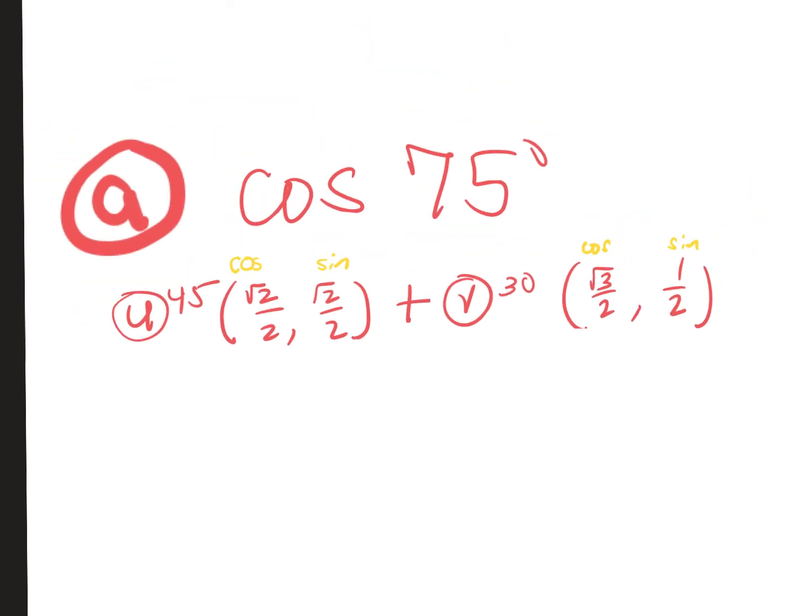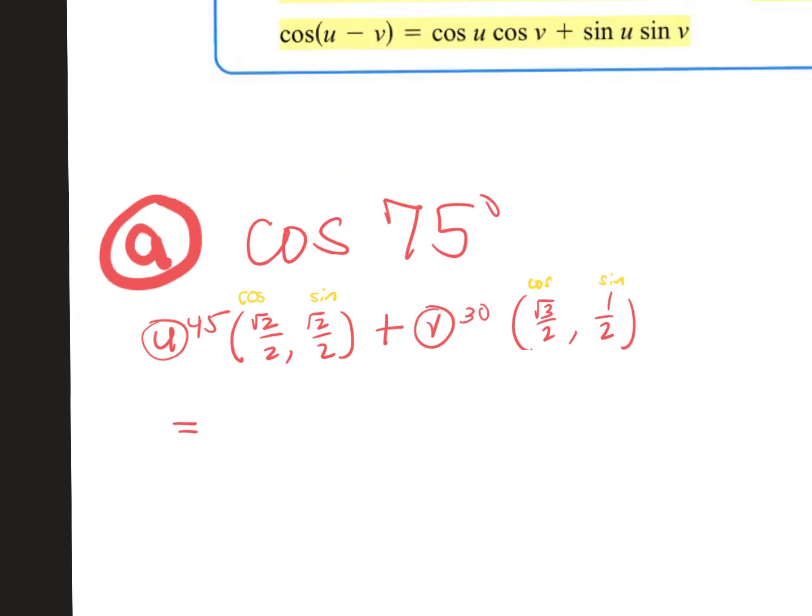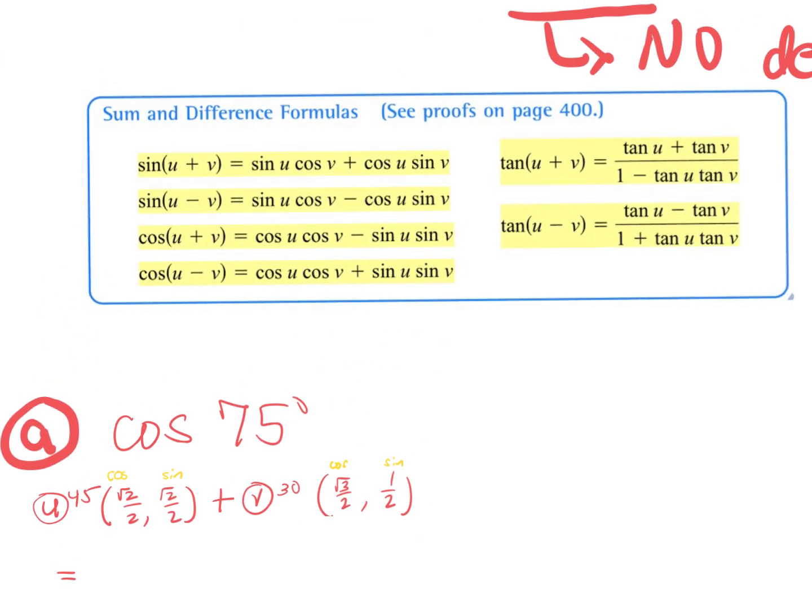Now, we have not really done anything that's been super difficult. All we did was find two angles on the unit circle that added to give me 75. And I wrote down the ordered pairs, right? So here's where the formulas come in. We want the cosine of 75. So look at your formulas. Are we adding the two together or subtracting? We're adding. So this is the formula that I'm going to use.